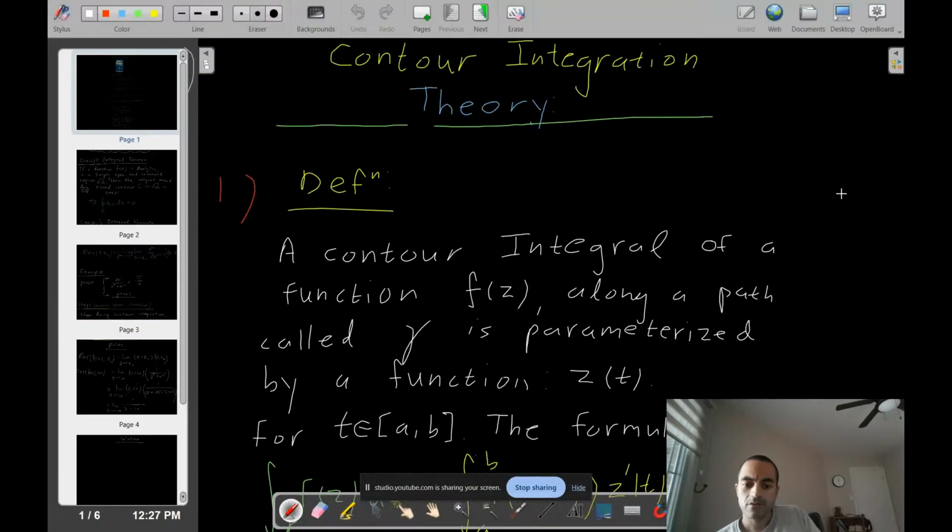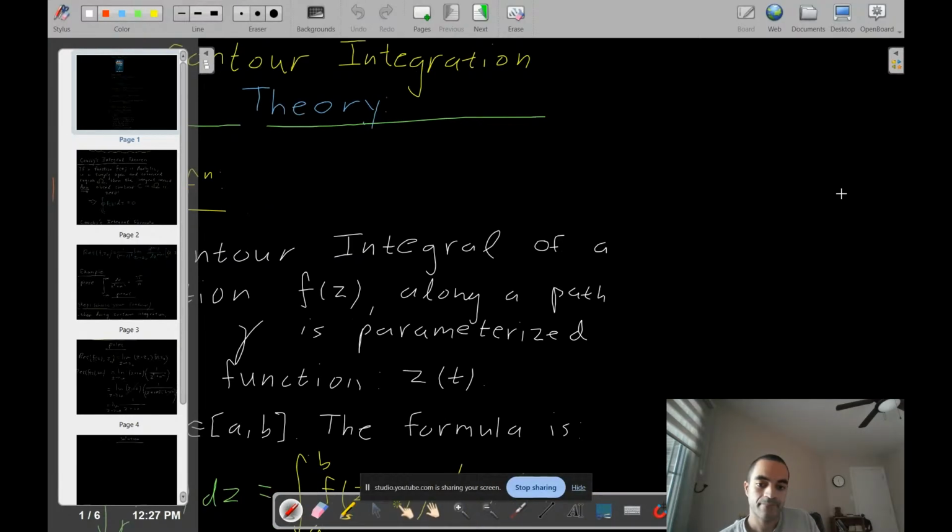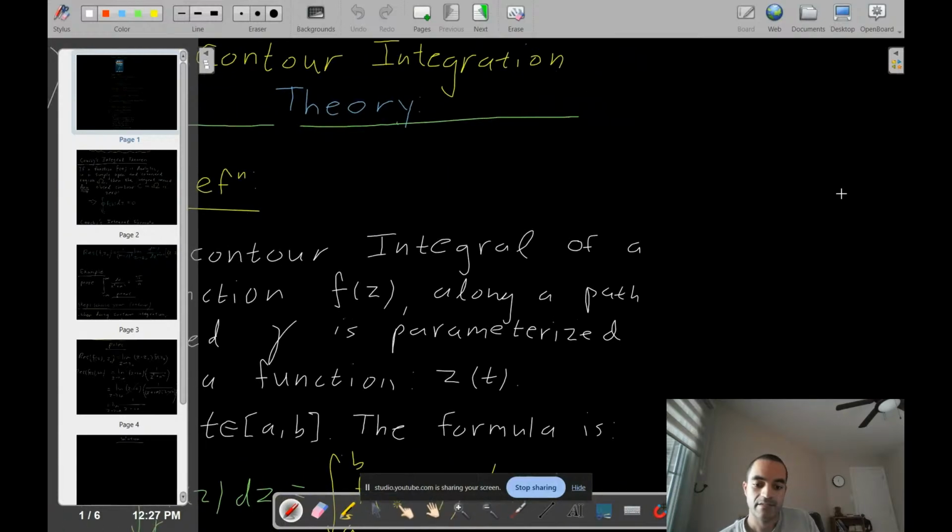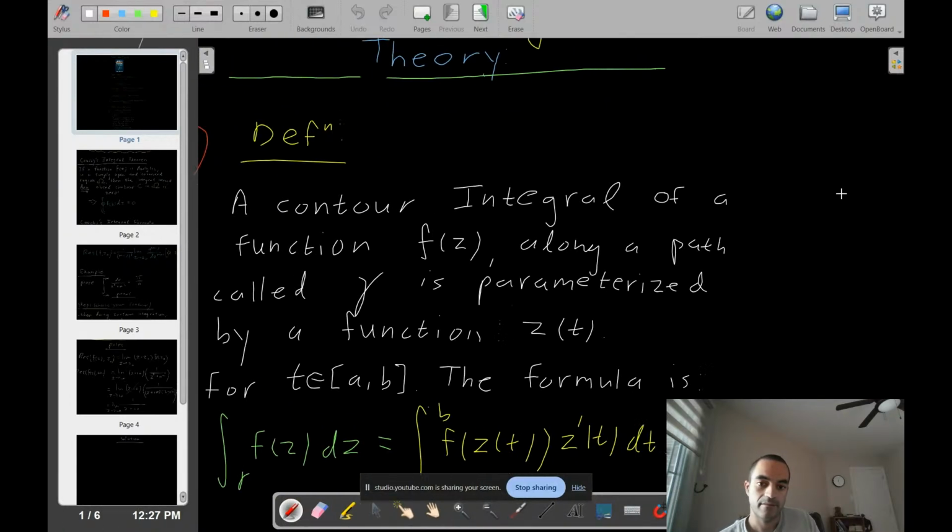All right, so we're going to be looking at what is the definition of a contour integral. A contour integral of a function, let's say f of z. First off, contour integration is for integrating functions of z. So z, you should know, is a complex number, right? I'm going to put it over here. z is equal to a plus ib.